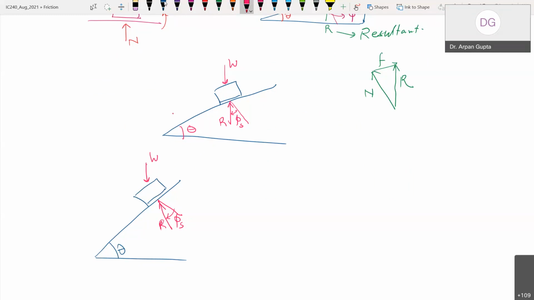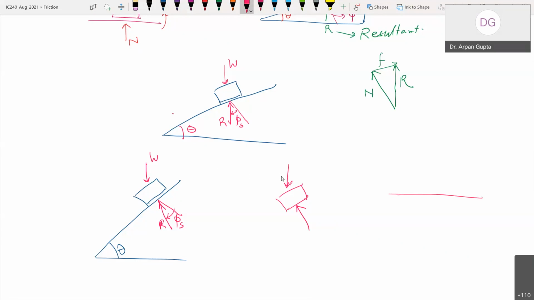And now you can see that there is an unbalanced force on the block. If you draw the free body diagram of the block, I have one force like this and another force like this. So there is a net unbalanced force on the block, and this system will move. The system will not be in equilibrium. So this is what we talked about as the angle of friction.